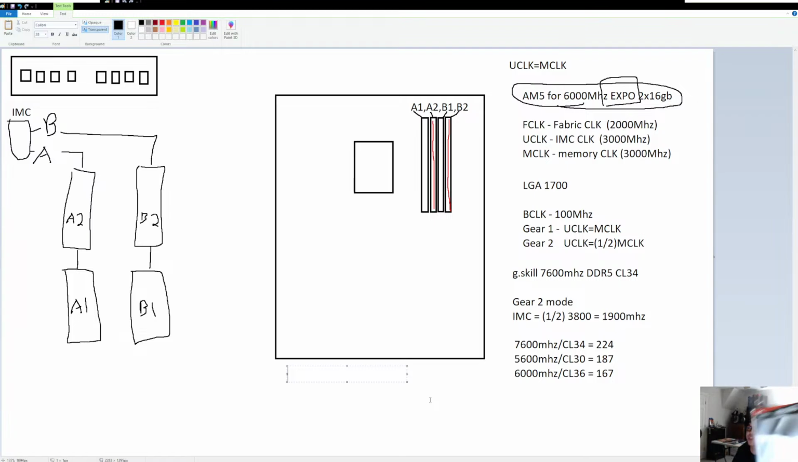I've got Ripjaws XMP, which is that 5600 megahertz kit, CAS latency 30. Then I have Flare X5 EXPO for AMD memory, and that's the 6000 megahertz kit that was free. I'm going to type them out. So, 5600 megahertz G.Skill Ripjaws. I'm going to type out the timings.